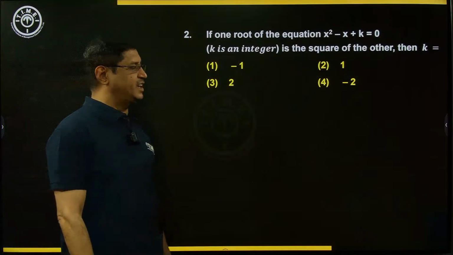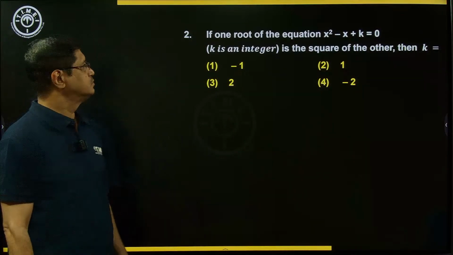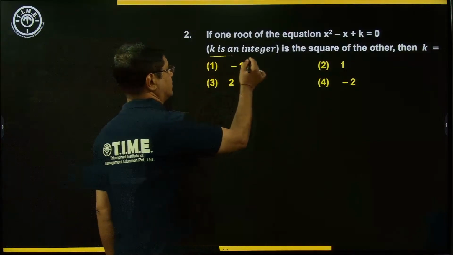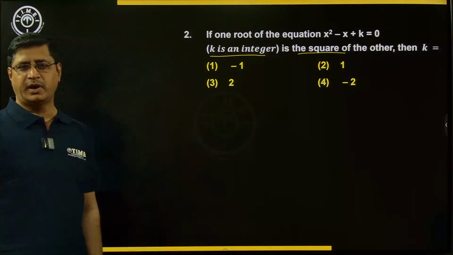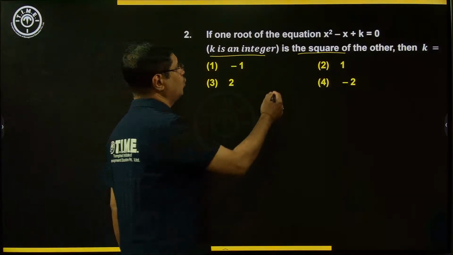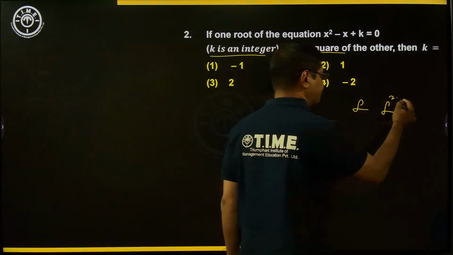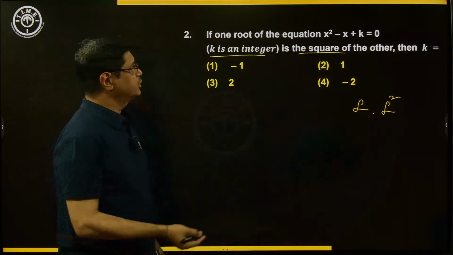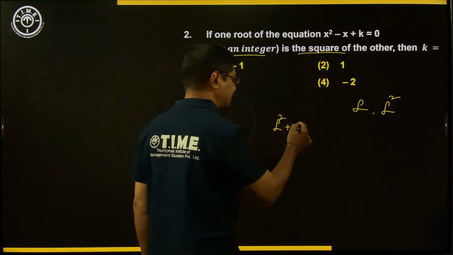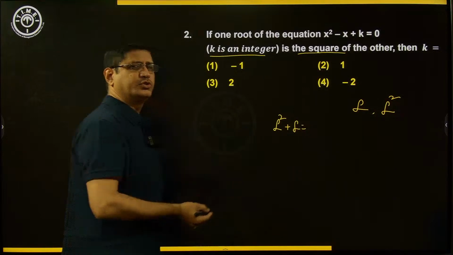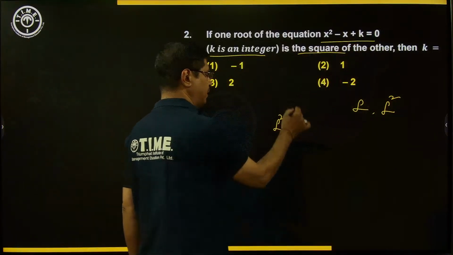If one root of the equation x square minus x plus k is equal to 0, k is an integer, is the square of the other, then find out the value of k. Now one root is the square of the other means if one root is alpha, other one is alpha square. Dear student, just observe sum of the roots. Sum of the roots means alpha square plus alpha, that is equal to minus b by a. Minus b by a means minus of minus 1 by 1, that is 1.